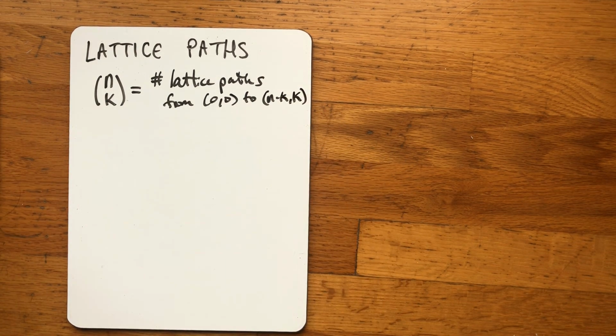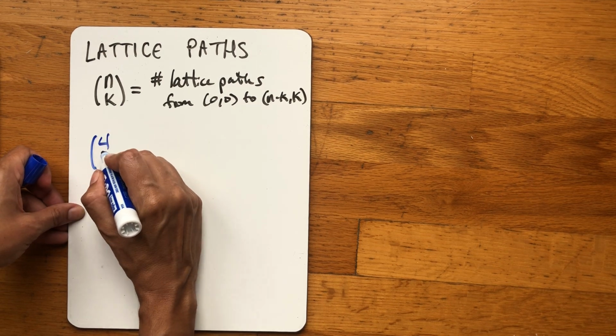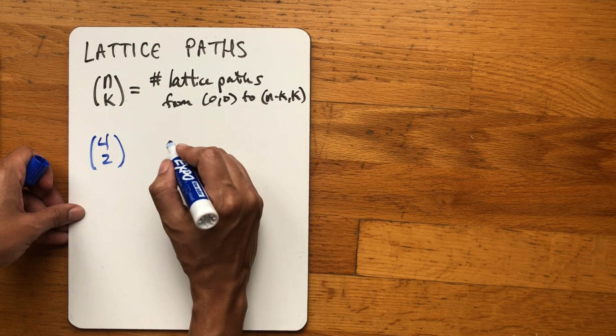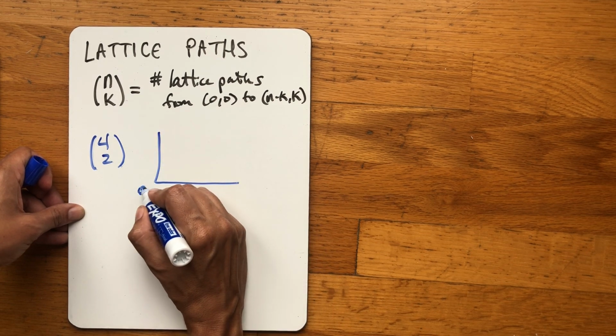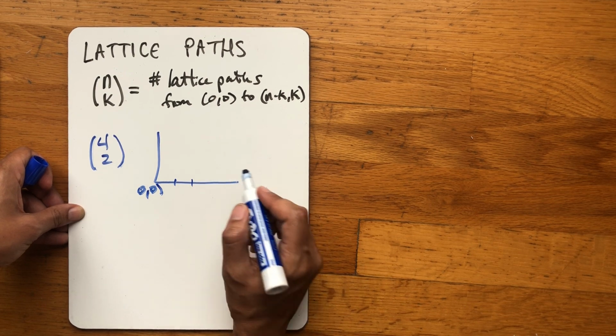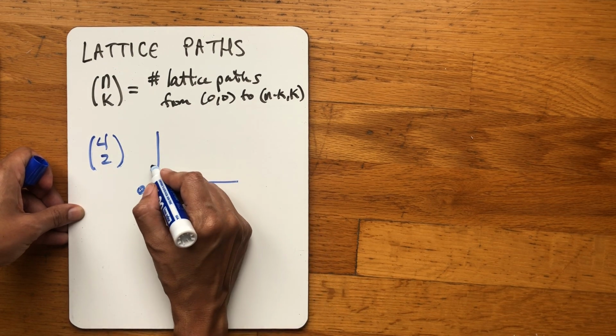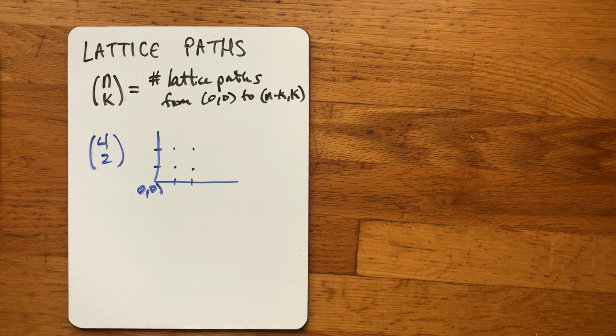So let's do an example of this. I'm going to do our favorite example of 4 choose 2, which means that we're going to go from (0, 0), that's down here, and we're allowed to go over n minus k times, so there we go, and up k times. So let's populate out our lattice.